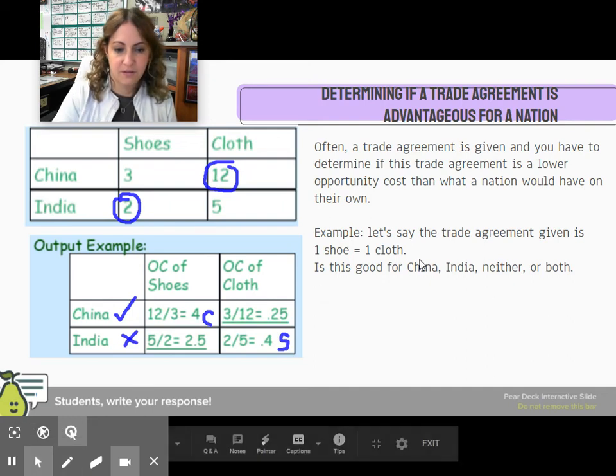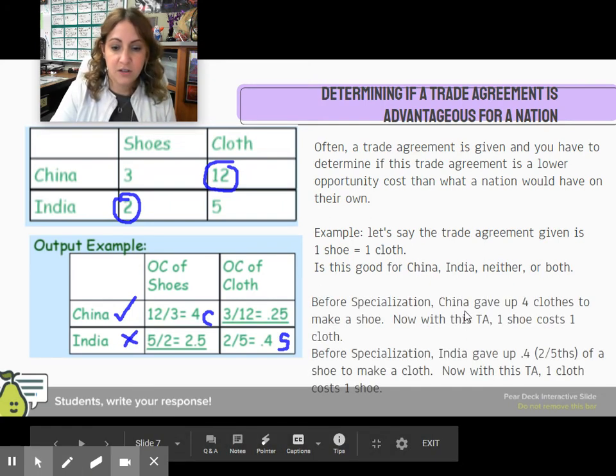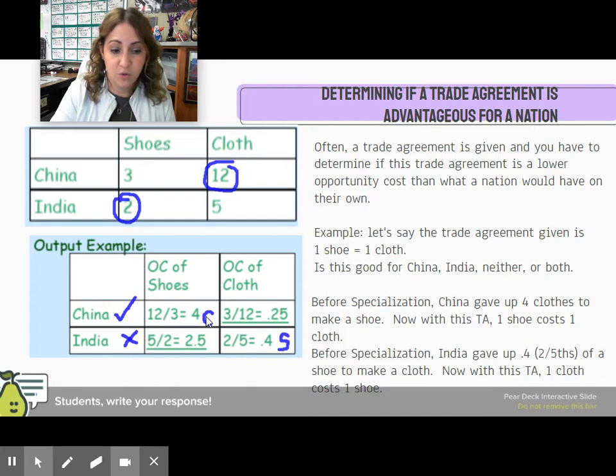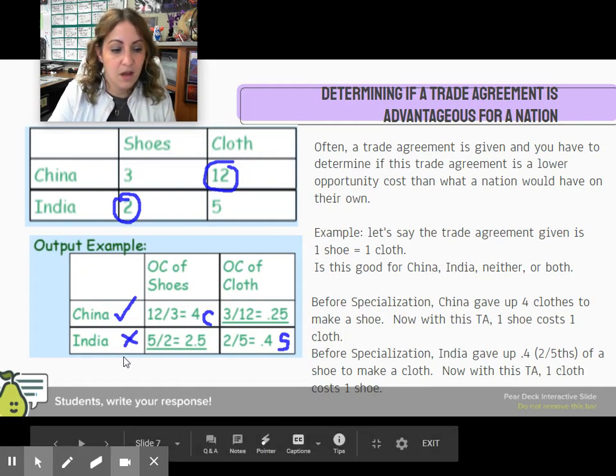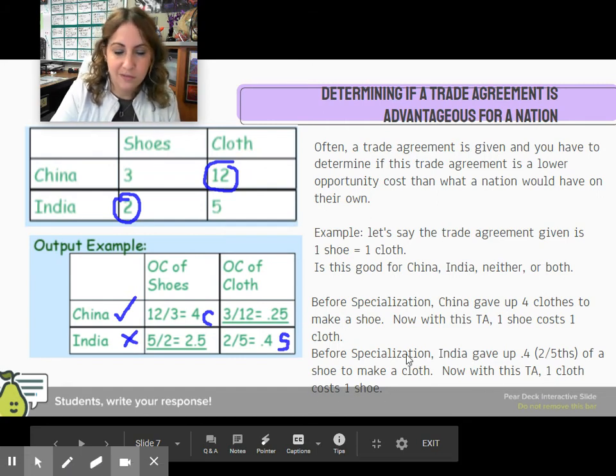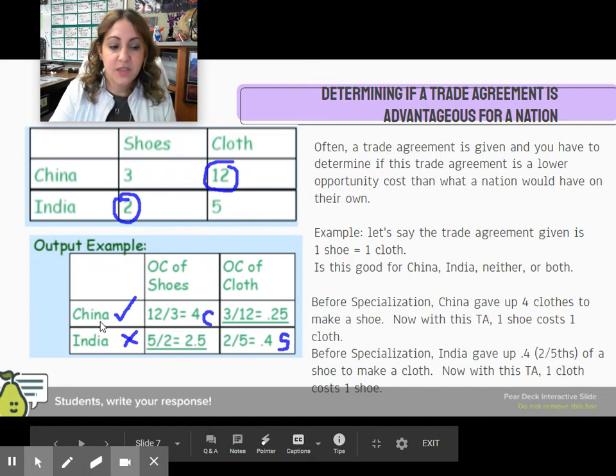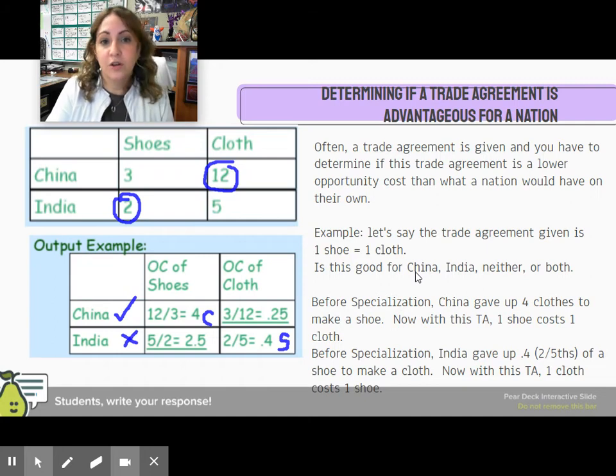So to recap, before specialization, China gave up 4 cloths to make a shoe. Now with this trade agreement, 1 shoe costs 1 cloth. So that's cheaper than 4. For India, India gave up 0.4 or 2/5 of a shoe to make a cloth. Now with this trade agreement, 1 cloth costs them an entire shoe. Well, they would have done 2/5 or 0.4 on their own. Why would they give up 1? So this is an advantageous trade agreement for China, but it is not a good trade agreement for India. They're going to say no to this.